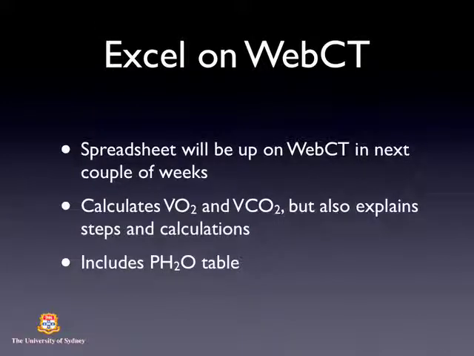Up on WebCT, along with this presentation and your handouts, is also an Excel spreadsheet which will calculate VO2 and VCO2 for you using the raw data when you enter it in. But it also has tabs behind there where you can look and see the equations and the explanations for the equations, step 1 through step 4. So use this to check your answers, but don't rely on this completely, because in your end of semester exam you're going to have to calculate VO2 from raw data using these equations.